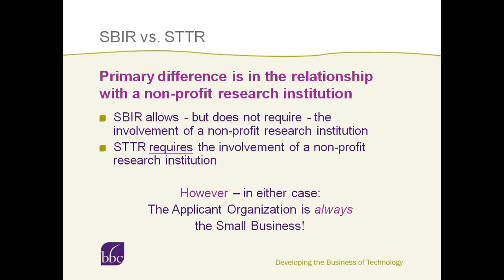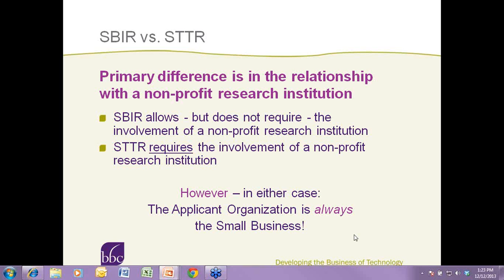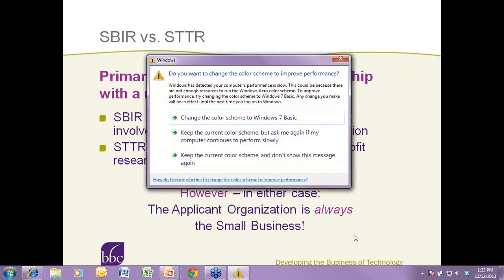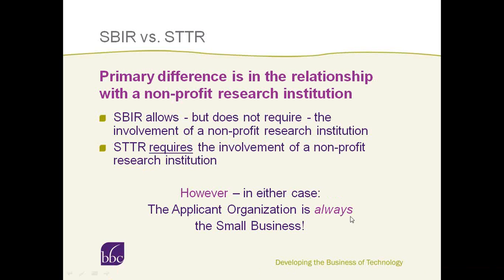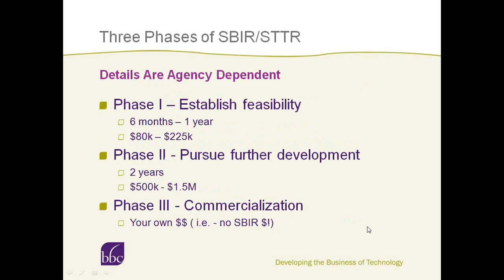However, in either case, the applicant is always the small business, the organization that controls the money. For the STTR, the budget is always controlled by a small business. So just to make that clear, the small business is in charge, and the small business is on the hook. If the project is not carried out correctly, the federal agency comes to the small business, not to its subcontractors, to find out what's going on.